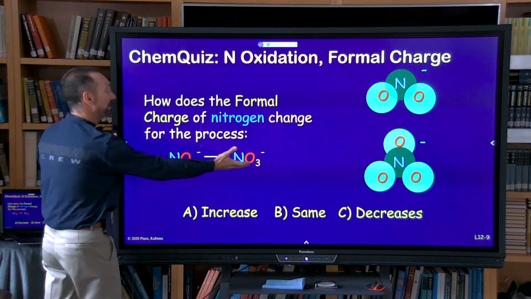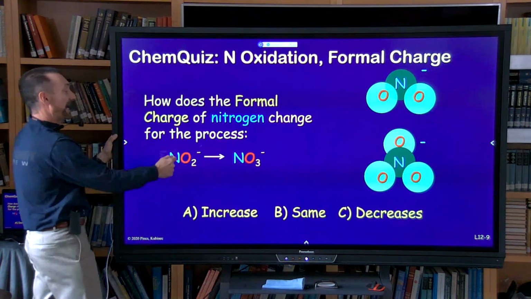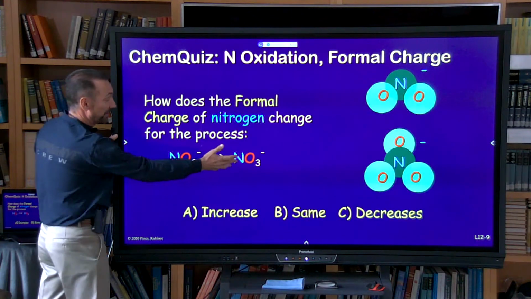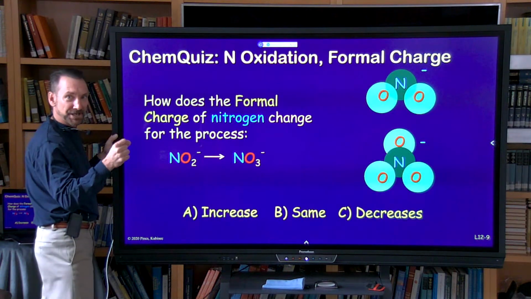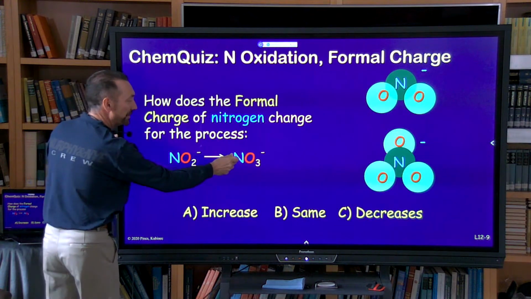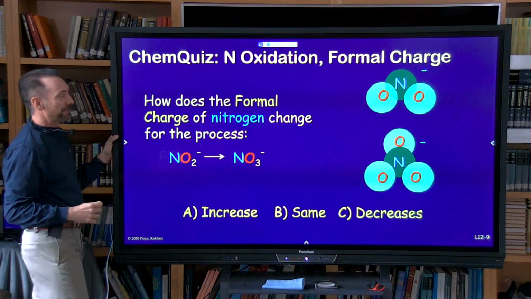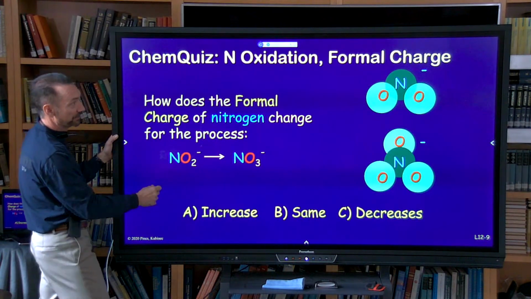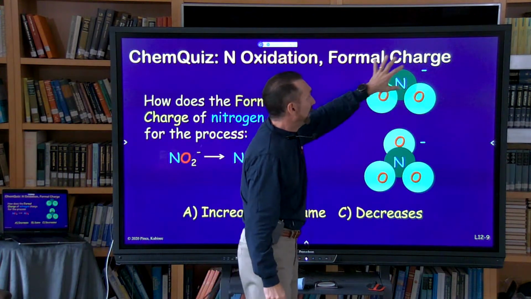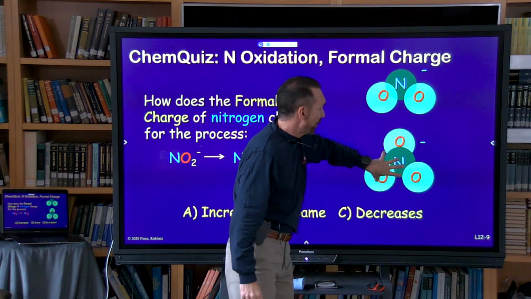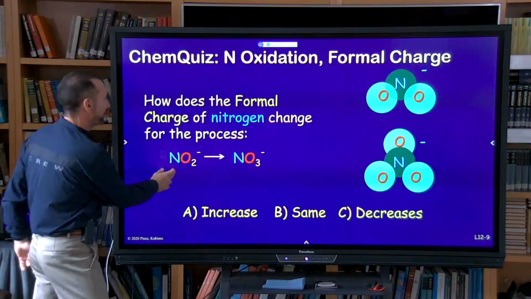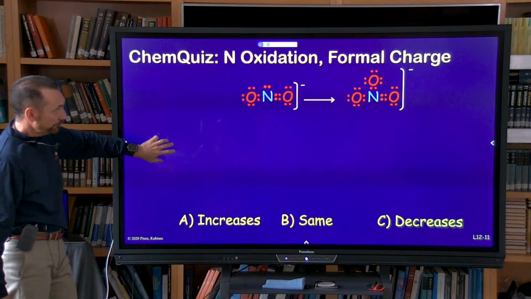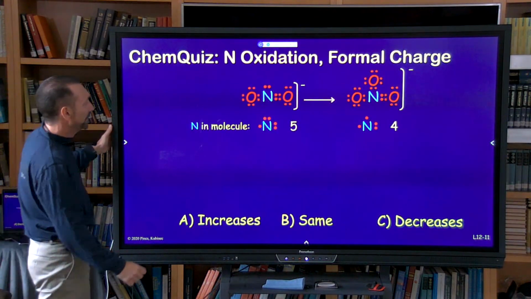That's an oxidation, adding oxygen, but it's a formal oxidation. And the oxidation number of these is going to change. We'll talk about that in a minute. Formal charges, do they change? So I go from a negative charge on NO2 to a negative charge on NO3. We can just do the same counting again.